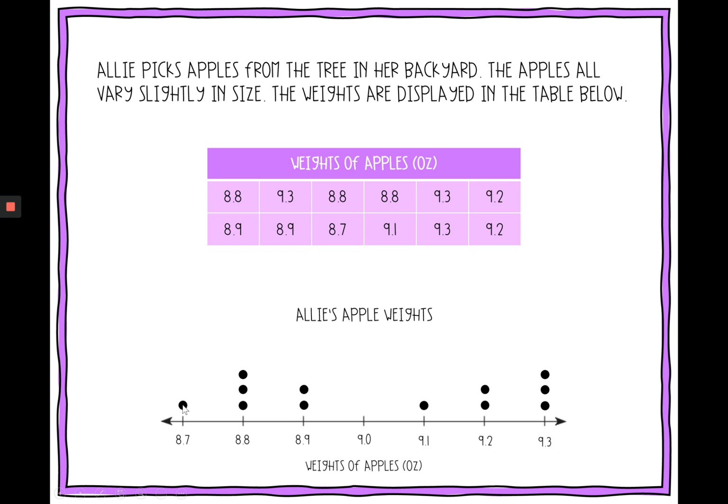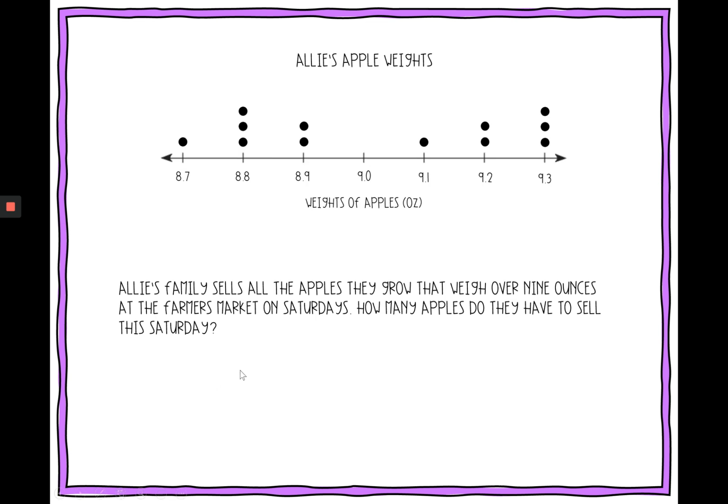When I put my dots on my dot plot, I can start to draw conclusions, and I see here that for 9 ounces, there were not any apples that weighed exactly 9 ounces. I still have to include 9 ounces on my number line because we cannot skip a number on a number line. We just show that there are no dots above it, which tells us there were not any apples with that weight.